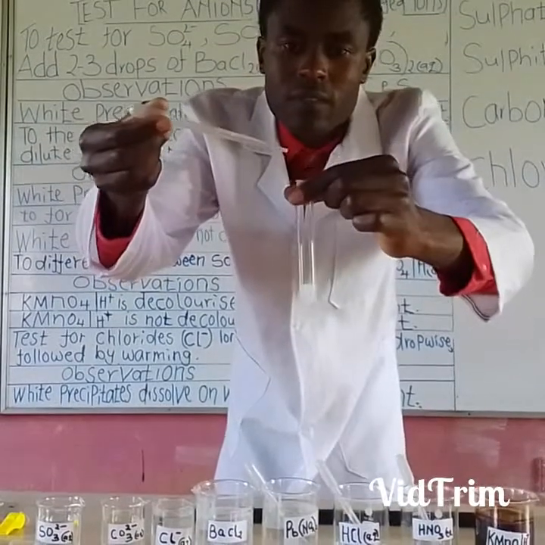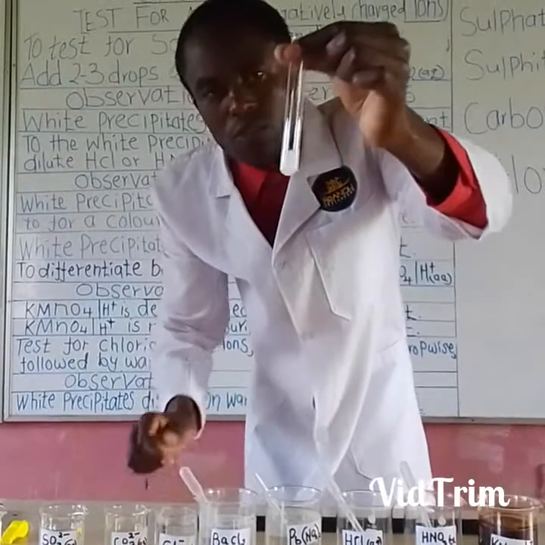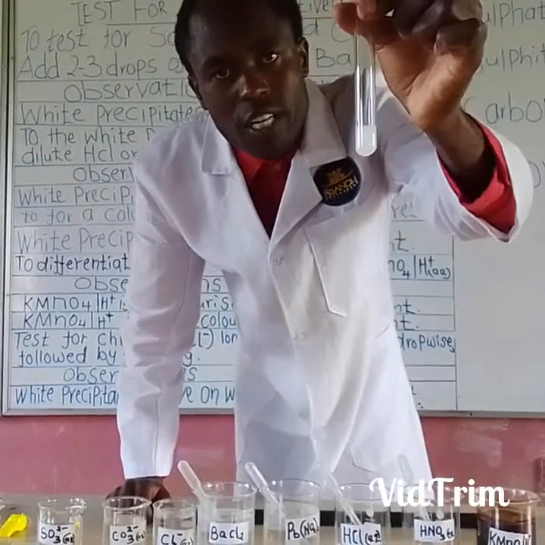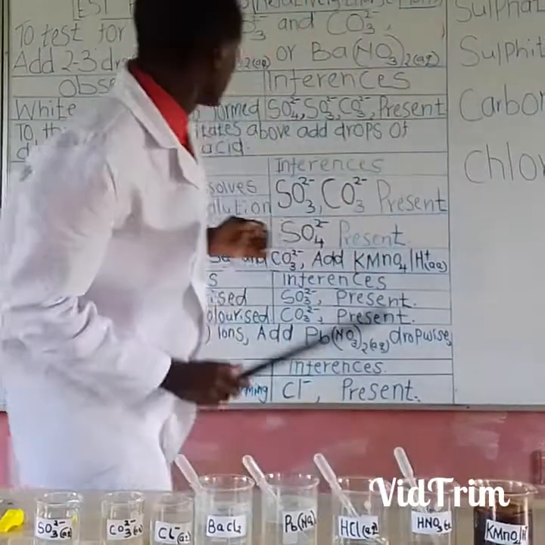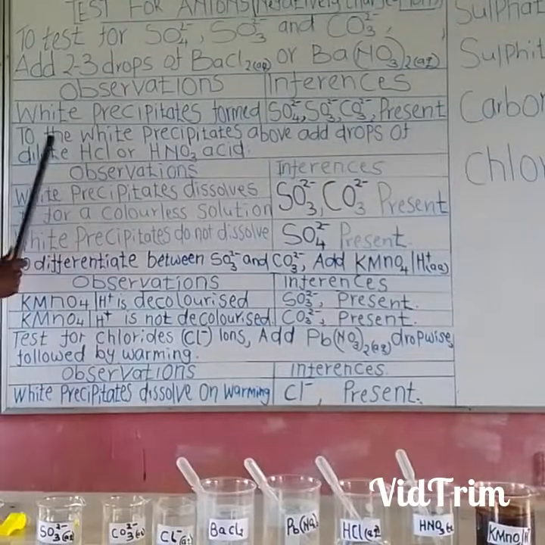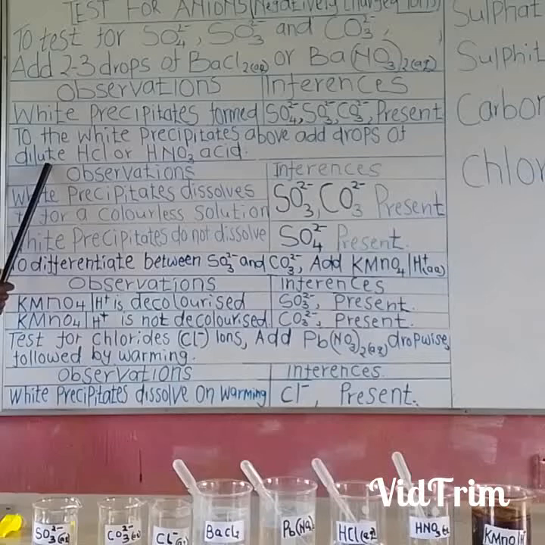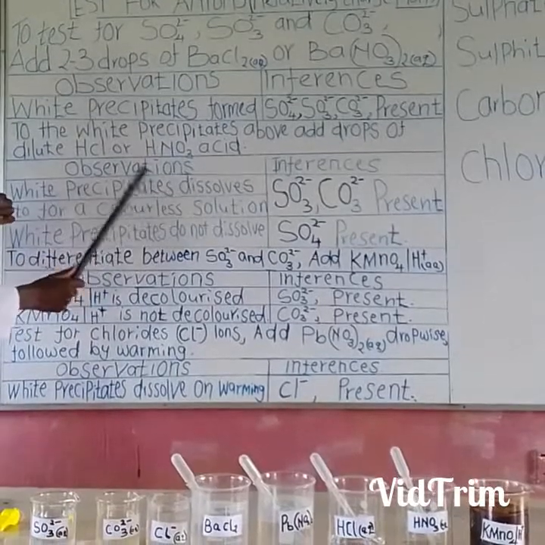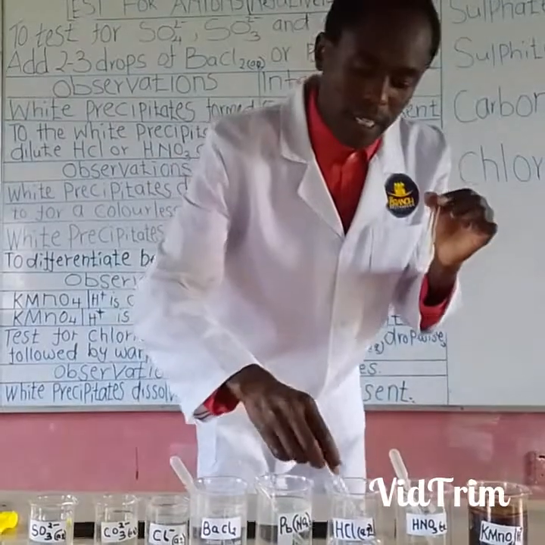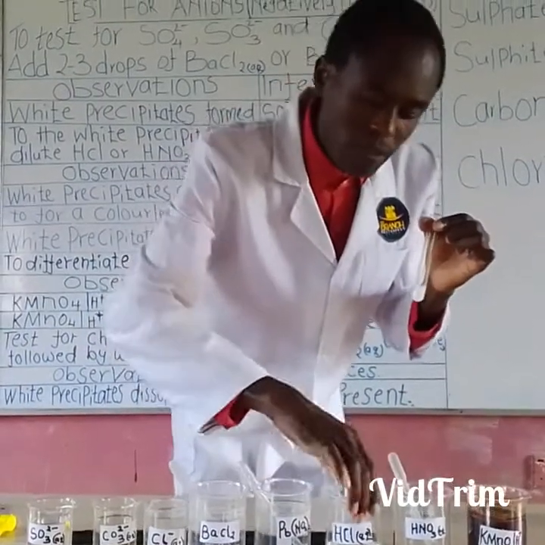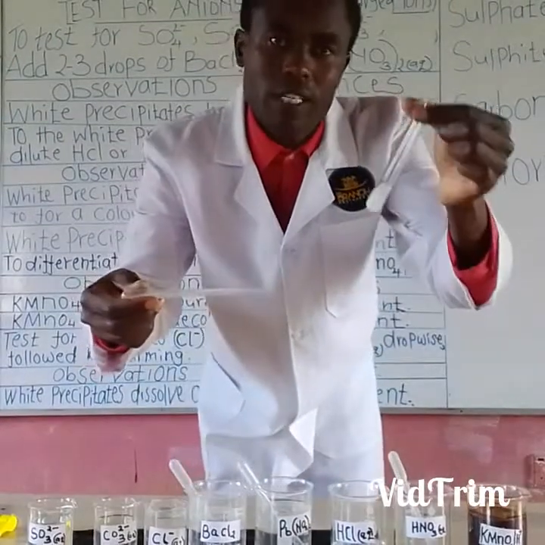1, 2. What do you observe? Formation of white precipitates. Is it okay? Then the next step, to the white precipitate above, add drops of dilute hydrochloric acid or nitric acid, but we are using dilute hydrochloric acid. So I take some drops of dilute hydrochloric acid, then I add to the white precipitates.